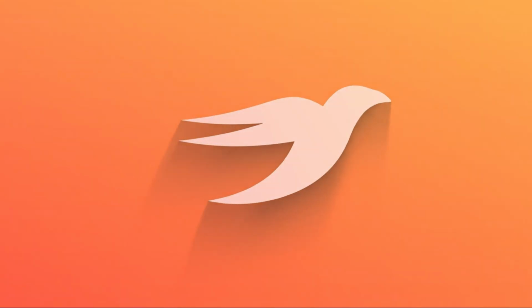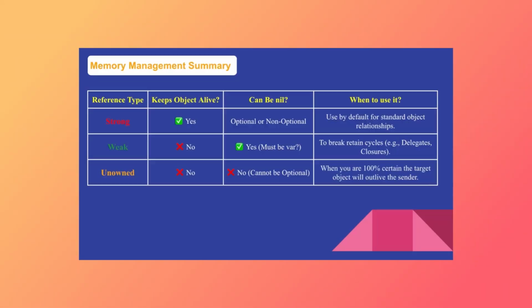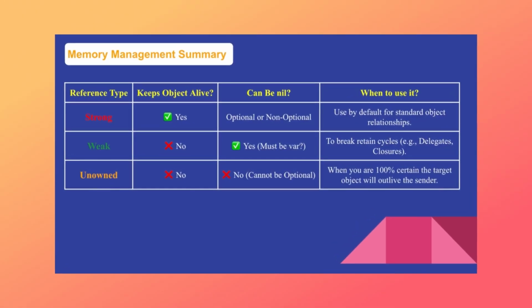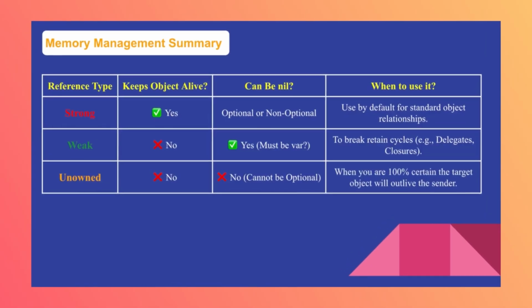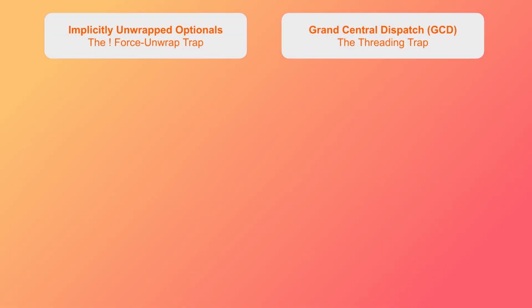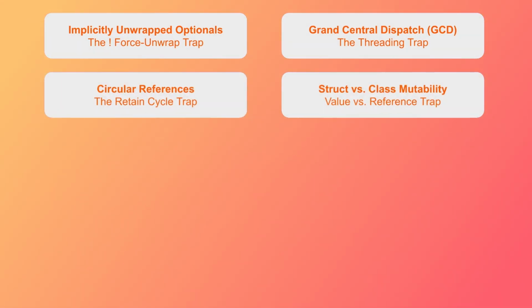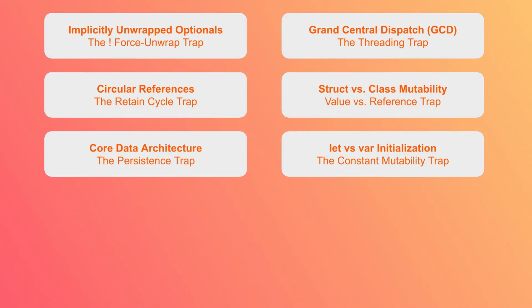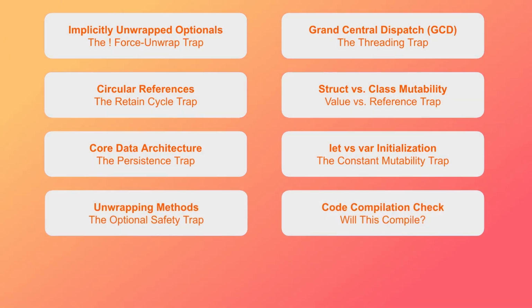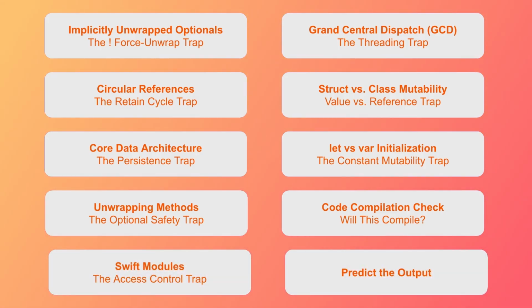If you watched part 3, you know we took a deep dive into memory management, breaking down the exact differences between strong, weak, and unowned references. Today, we are breaking down the dangers of forced unwrapping, navigating threading traps in Grand Central Dispatch, spotting hidden retain cycles, mastering struct versus class mutability, tackling Core Data persistence, untangling tricky constant initializations, exploring advanced optional safety, passing live code compilation checks, and finally, understanding Swift access control and predicting complex code outputs.